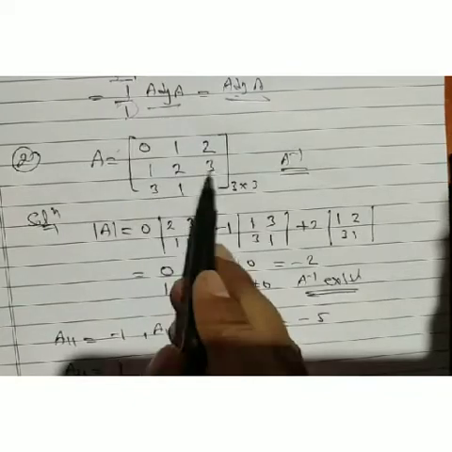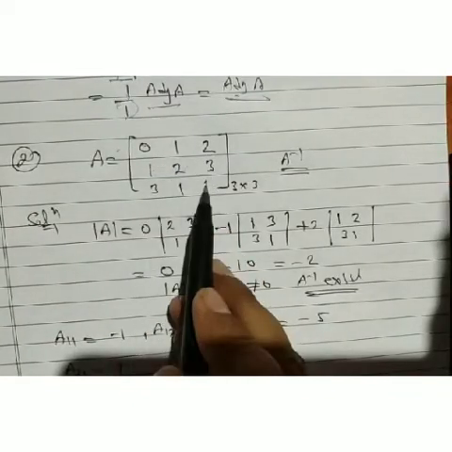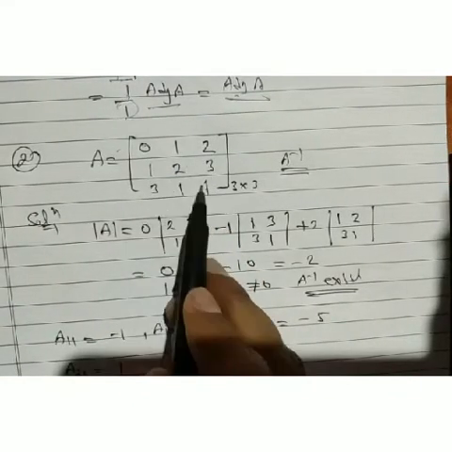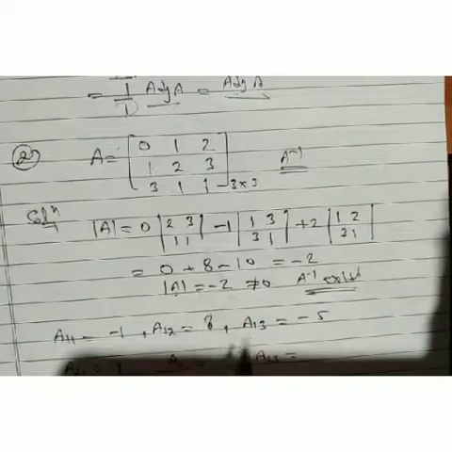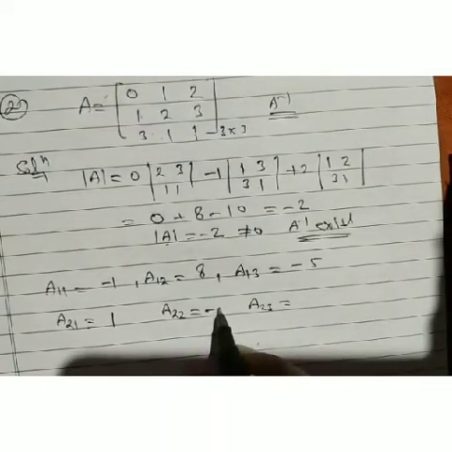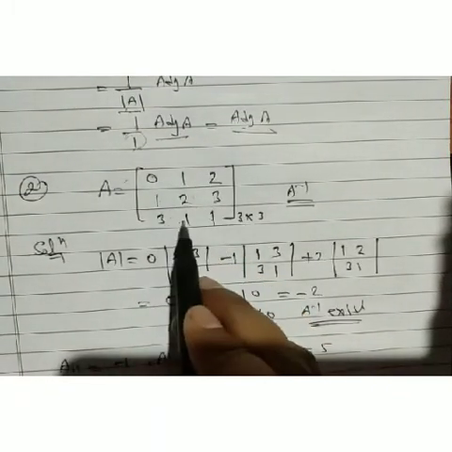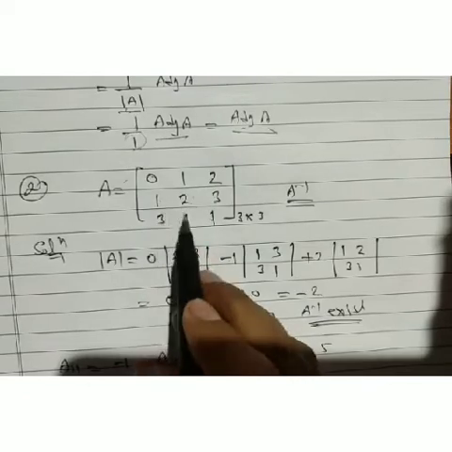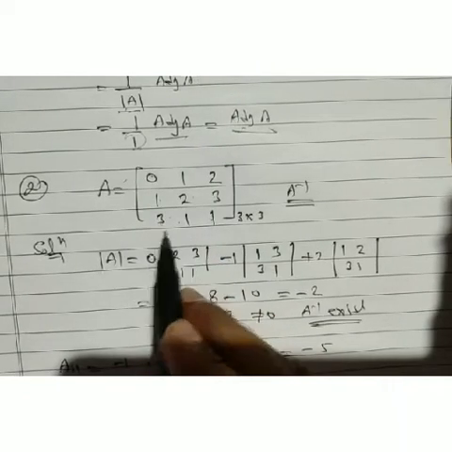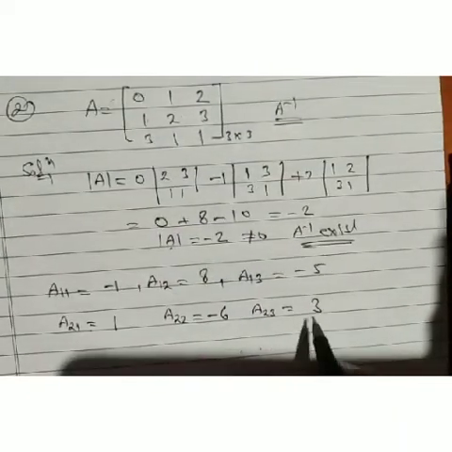Now A22, deleting this row and column, we have 0 2 and 3 1, it's a 0, it's a minus 6. No need to change the sign here, it's a minus 6. Here, deleting this row and column, 0 1 and 3 1, it's a 0 and minus 3. We have to change sign, it's a positive 3 there.